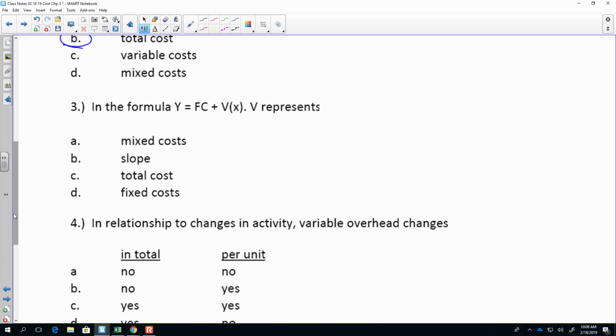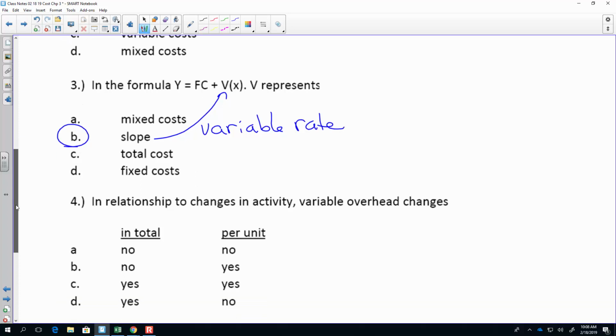What is V? Kind of a tricky one. Slope. Very good, B. Excellent. Slope is the variable rate.